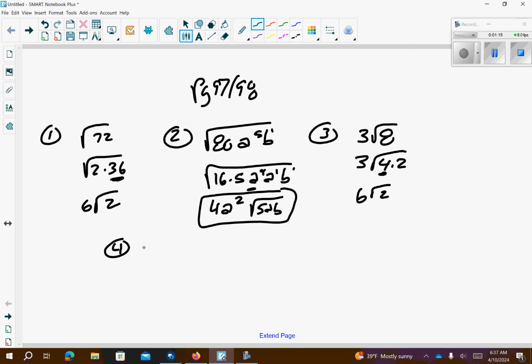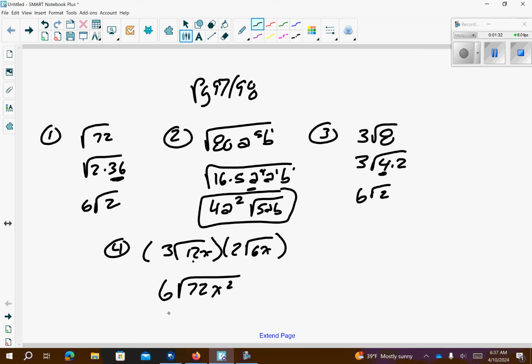Problem number 4, we have 3 square root 12x times 2 square root 6x. So let's multiply outside, outside. So 3 times 2 is 6. And then 12 times 6 is going to give me 72x squared. We can break 72 down to 36 times 2. X squared can stay as is. Let's take the square root of 36. That's 6. That joins the outside 6. So 6 times 6 is 36. X squared, take half of the exponent, so x to the 1st, or just x. And then root 2. And there's our answer.